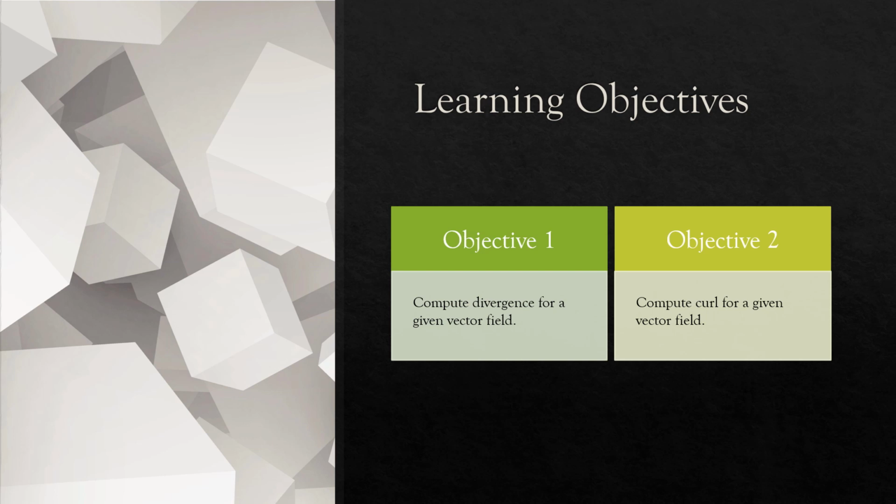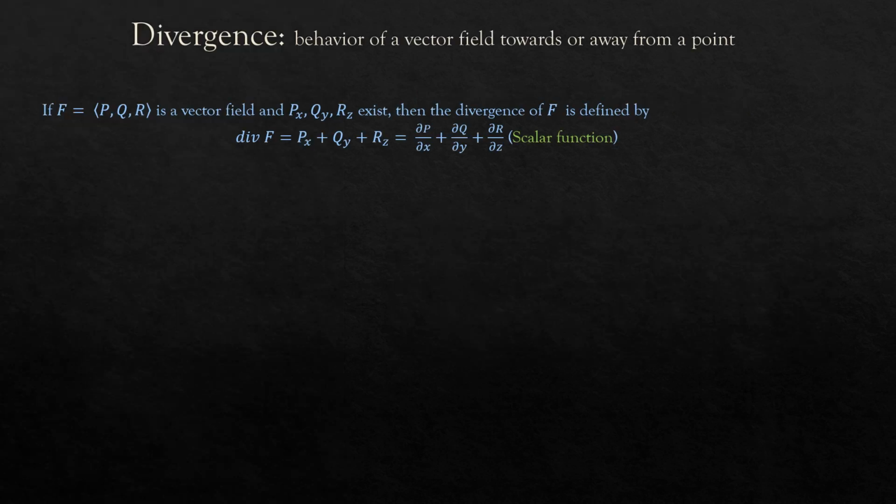As the title suggests, the main focus for this lecture is to discuss divergence and curl, so we will talk about the definition, how to compute them, and what divergence and curl tell us about a given vector field. The first thing that we will discuss is divergence. You can think about divergence as the behavior of a vector field towards or away from a point.